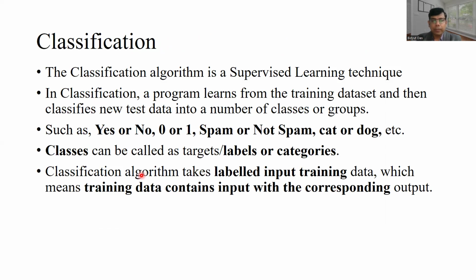Now the classification. Supervised machine learning is of two types: one is classification, another is regression. A classification algorithm is a supervised machine learning algorithm, and examples are yes and no, 0 and 1, spam and not spam, cat and dog. That is basically classification between several categories, labels, or classes. The labeled input data or training data contains input with the corresponding output.